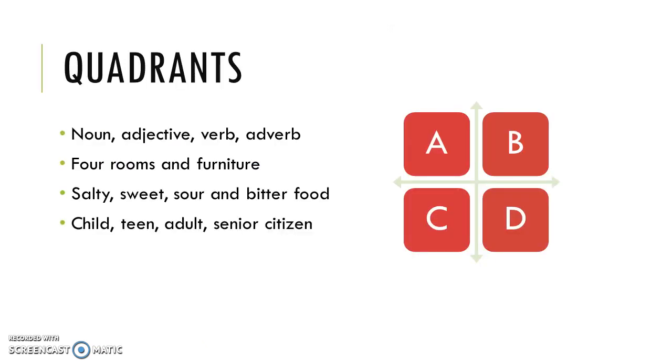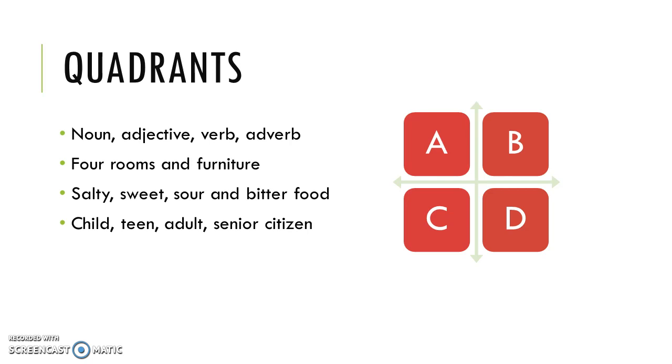Okay, let's move on to another graphic organizer. This is a quadrant. Quadrants are really useful for categorizing words or ideas into different sections. So for instance, whatever topic you're working on or whatever theme you're doing, you could have them think of nouns, adjectives, verbs, and adverbs related to that.